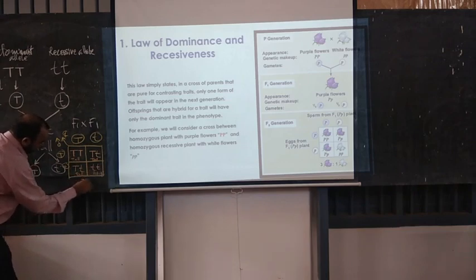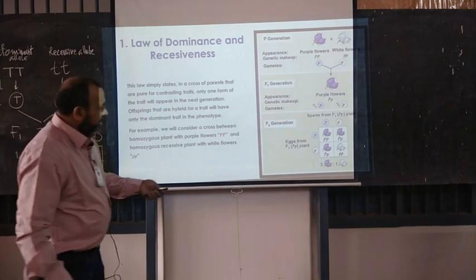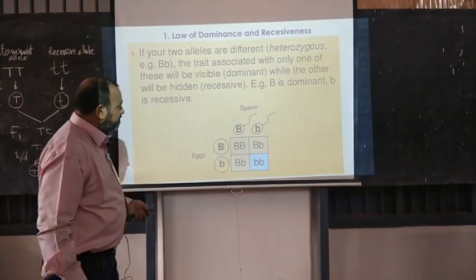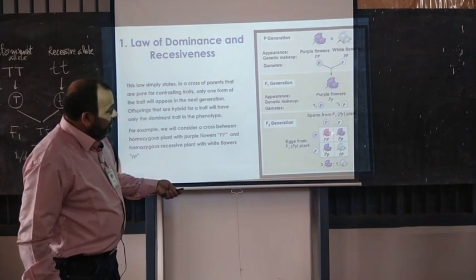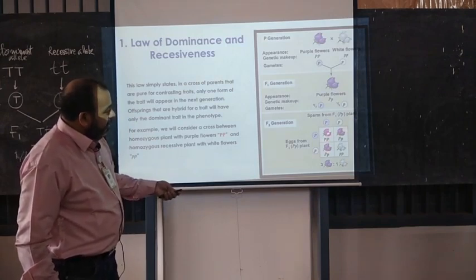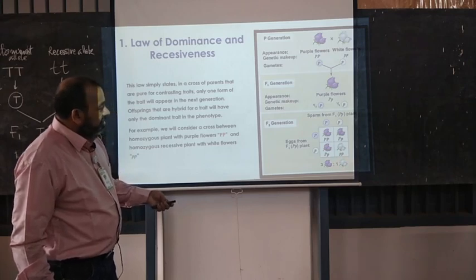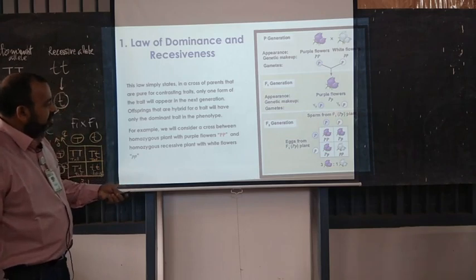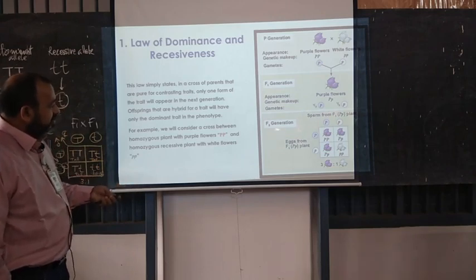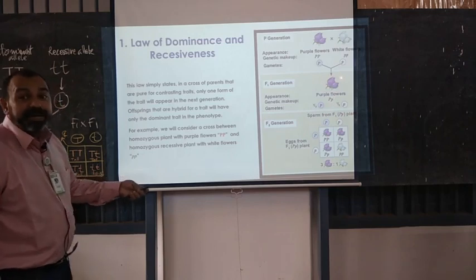That is 3:1. Now, for example, here we have the purple flower. It will be 3:1, 3 purple flowers and 1 white flower. Although both the parents in the cross, that is F1 into F1 to produce F2, were of purple color.